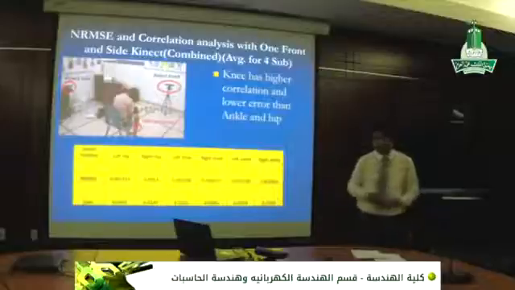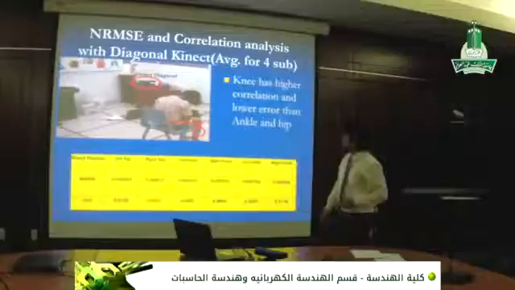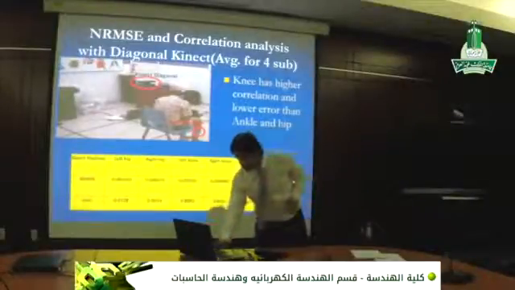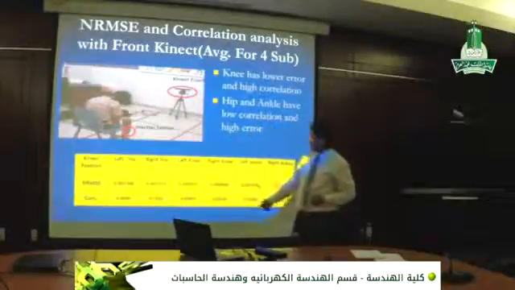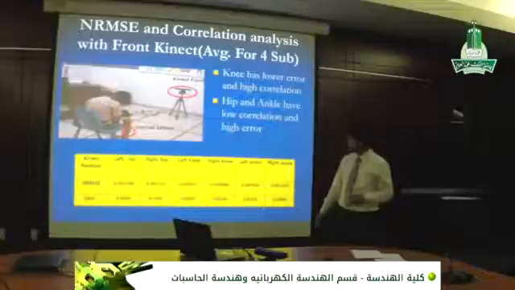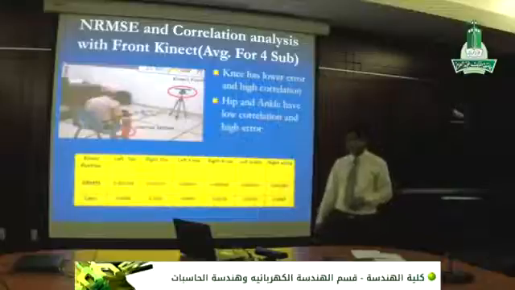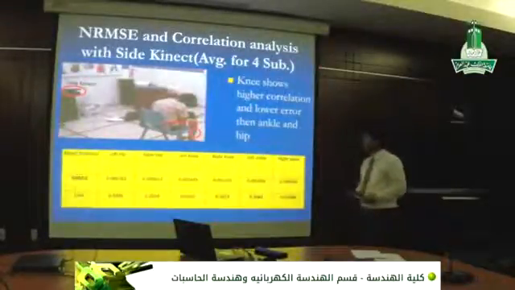Can you go back to the previous slide? This is the diagonal. Show me front and left side. So this is left, this is front. For the left knee, you have 0.8949, right? That's the correlation for the front. Can you show me the side left knee? The side left knee is 0.6565, right?